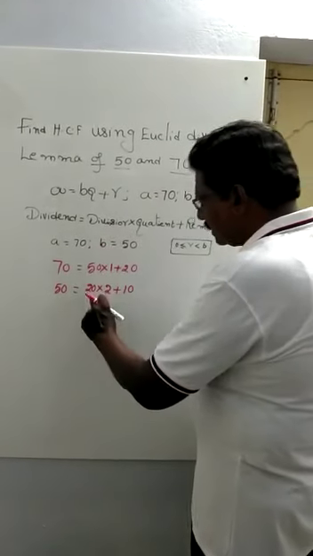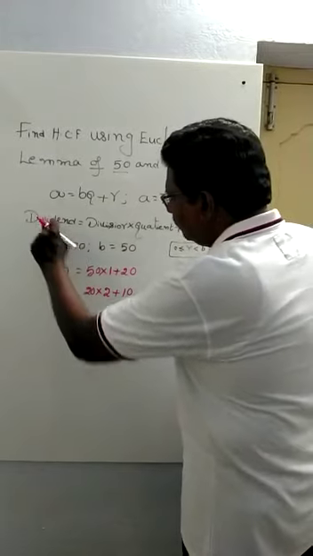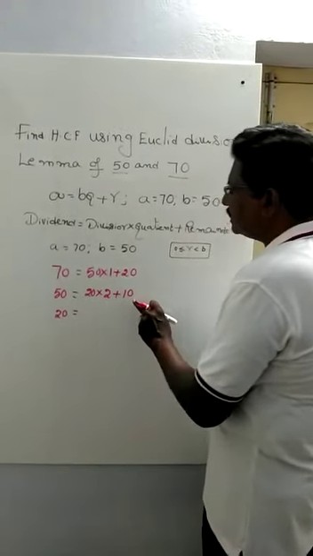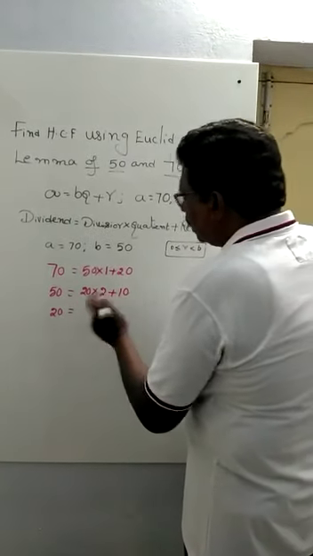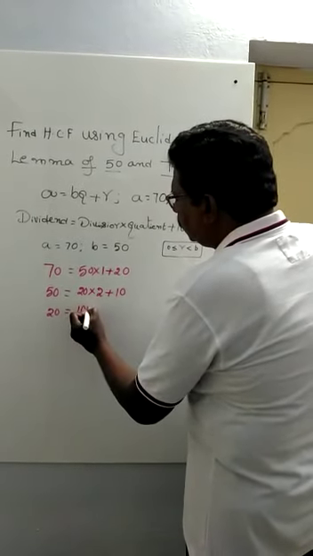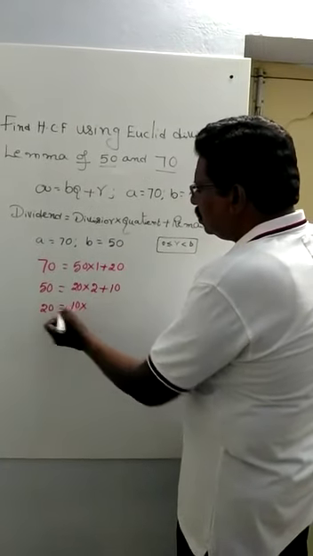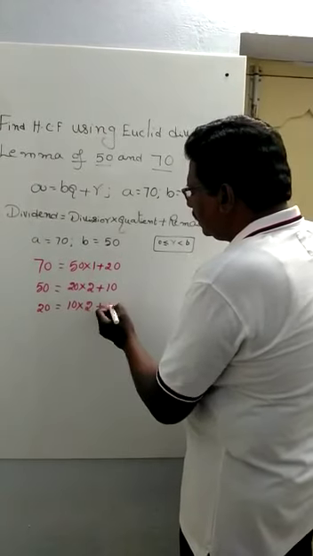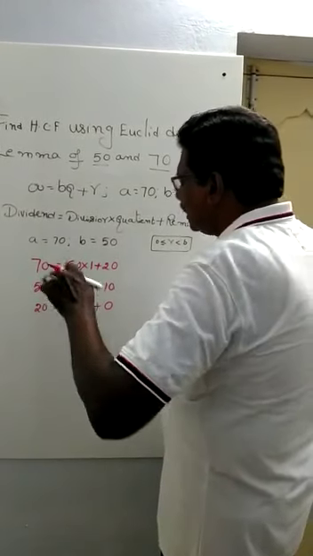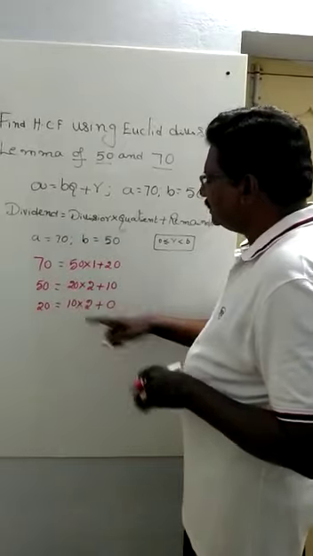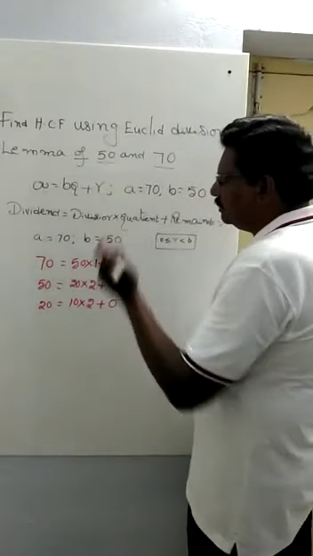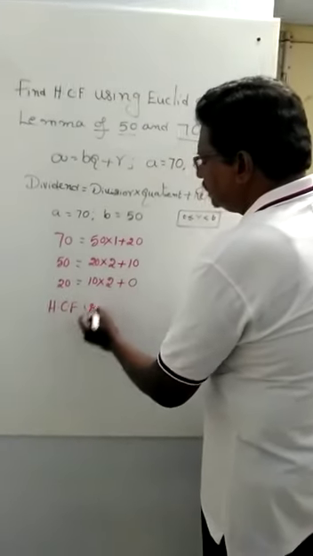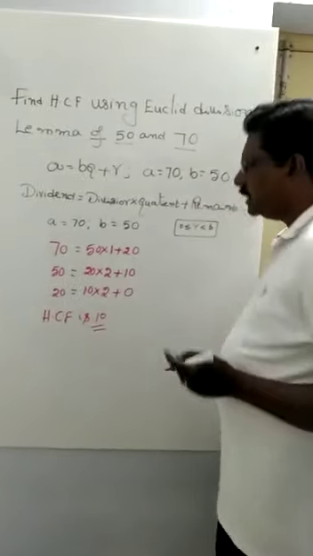Again, here divisor 20 becomes dividend. Dividend 20 is equal to, what is the divisor here? 10. 10 into, so multiply with 2, 2 tens are 20, 20 minus 20, remainder 0. The last divisor, where the remainder becomes 0, is the HCF. So HCF is 10. Did you understand, students?